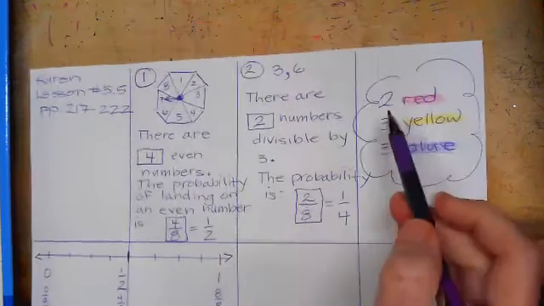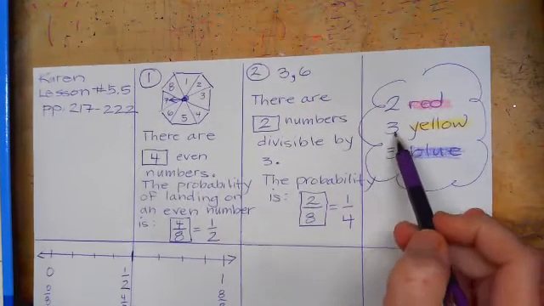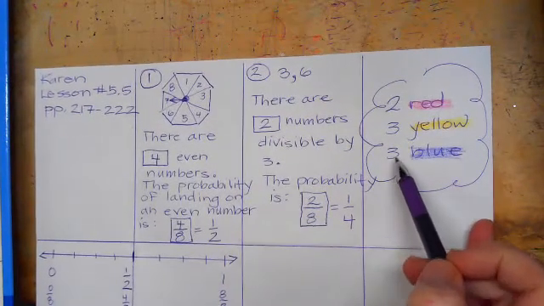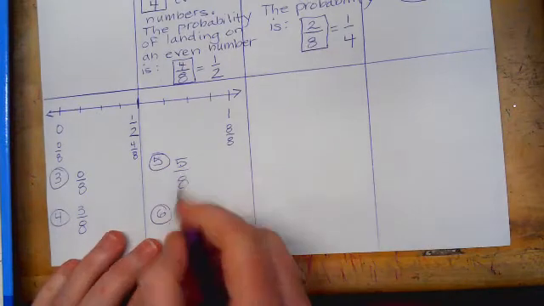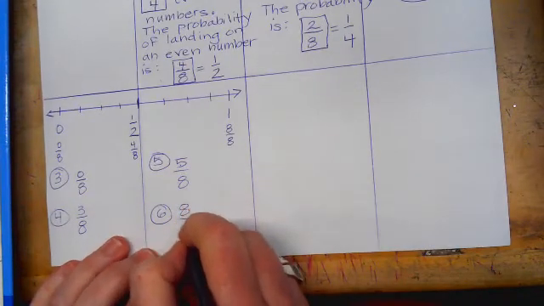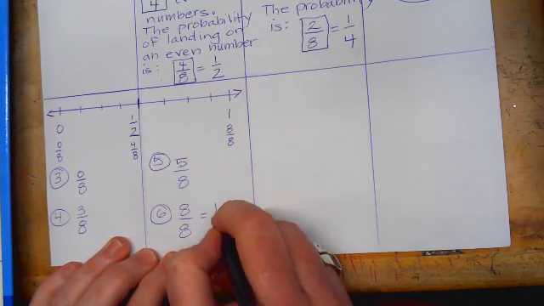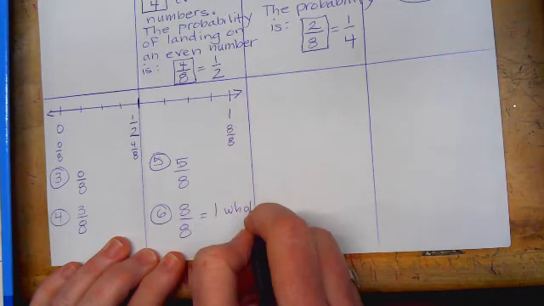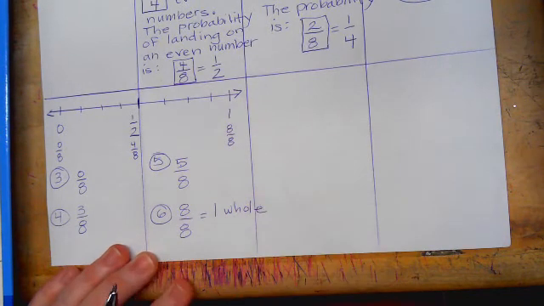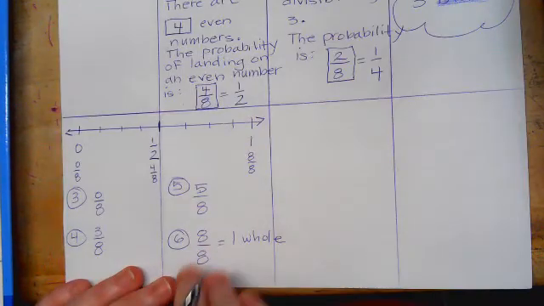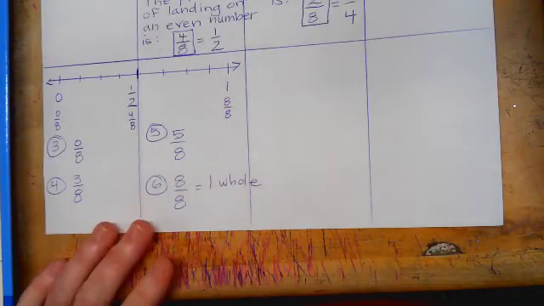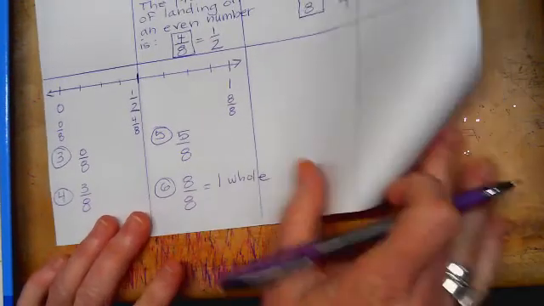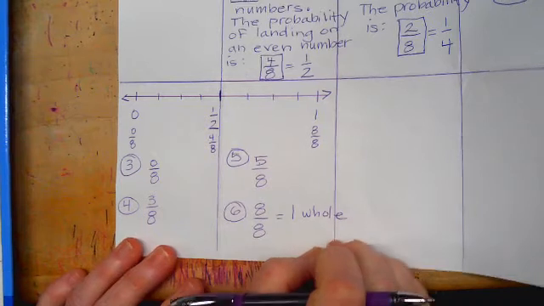And number 6, the probability of drawing a red, yellow, or blue cube. Well, this would be 2 plus 3 is 5 plus 3 is 8. So I would have 8 out of 8 chances, or 1 whole chance, like 1 whole. So I would definitely pull one of those.